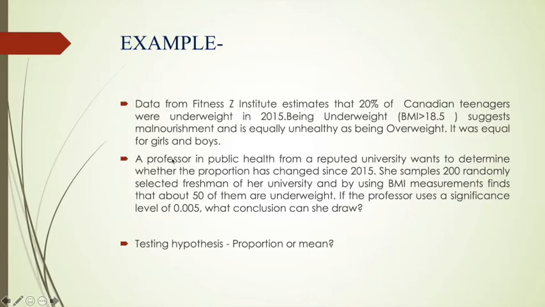So now a professor in public health from a reputed university wants to determine whether the proportion has changed since 2015. She samples about 200 randomly selected freshmen of a university and by using BMI measurements finds that about 50 of them are underweight. If the professor uses a significance level of 0.1005, what conclusion can she draw?